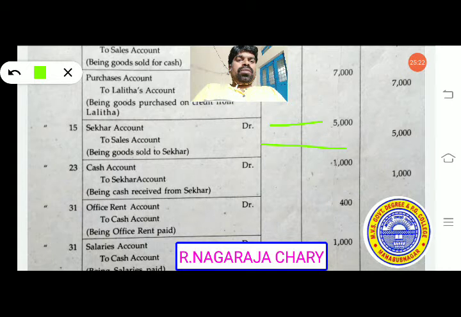Shekhar is to be debited because Shekhar is a person. According to personal accounts, debit the receiver. Shekhar is the receiver, so that is why Shekhar is to be debited. And sales is an income. Income is to be credited according to nominal accounts, so that is why sales is to be credited. So, being goods sold to Shekhar.